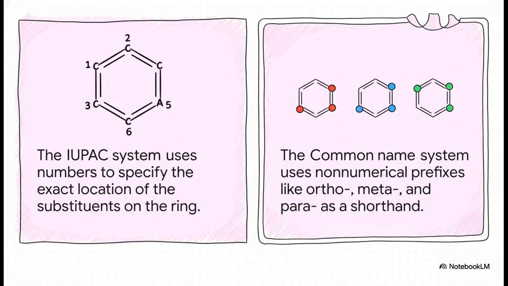So to handle this, chemists basically have 2 systems. On one hand, you've got the official universal standard from IUPAC. It uses numbers to pinpoint exactly where everything is. It's super precise, no confusion. Then you have the classic shorthand, which uses the prefixes ortho, meta, and para. You can kind of think of this as the common nickname system. Let's see what those nicknames actually mean.